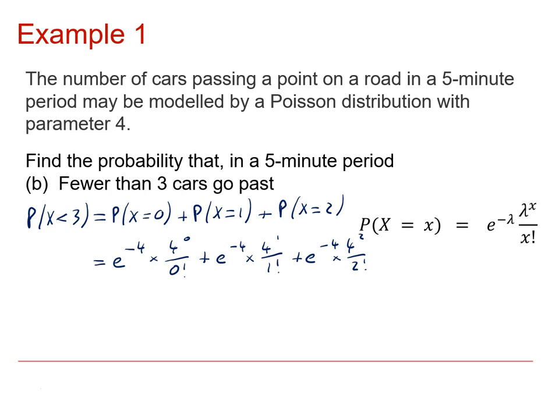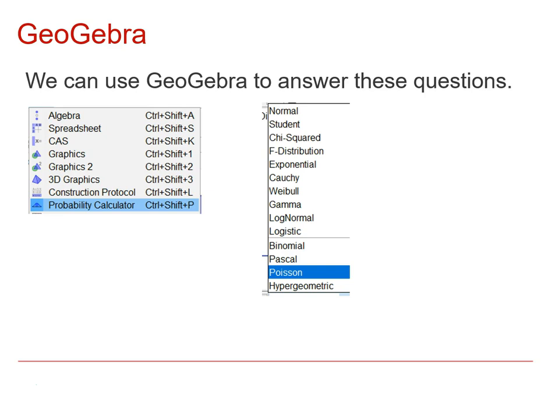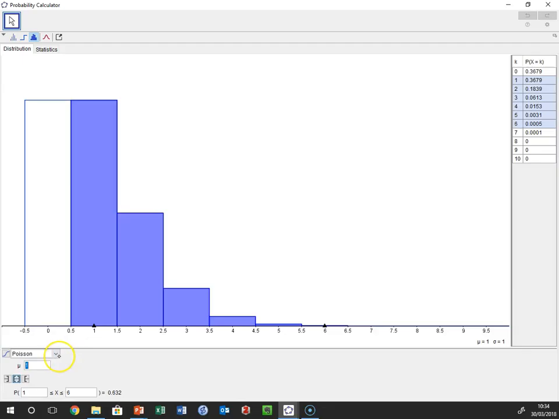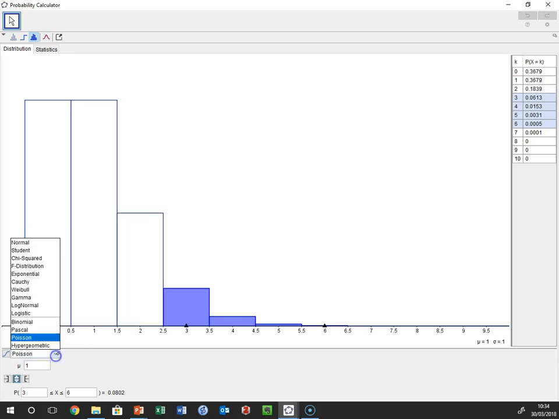The better way to do that would be to use the cumulative distribution function on your calculator. You should check your calculator manual on how to do that. And if you have some IT, you can use Geogebra to do the same. You just need to go to the probability calculator and then choose the Poisson distribution. So you can choose the Poisson distribution down here.